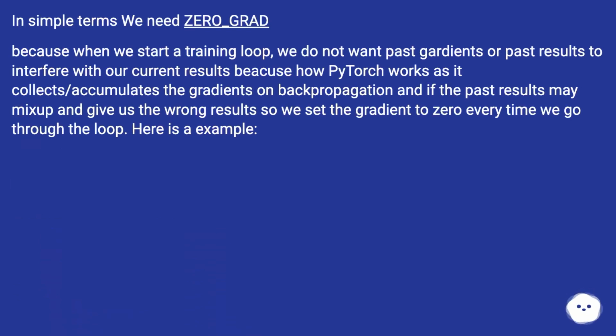In simple terms, we need zero_grad because when we start a training loop, we do not want past gradients or past results to interfere with our current results. That's how PyTorch works, as it collects/accumulates the gradients on backpropagation, and the past results may mix up and give us the wrong results, so we set the gradient to 0 every time we go through the loop. Here is an example.